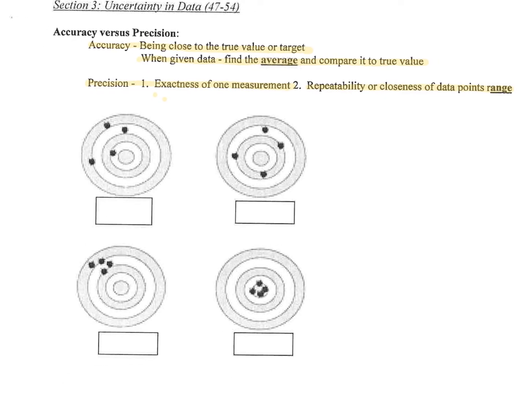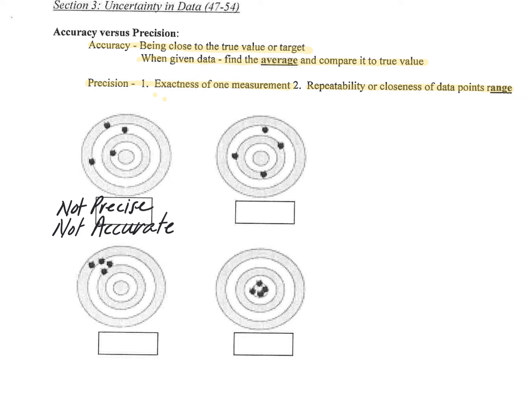I would say the top left dartboard is not precise. The darts are scattered a little bit, and they're not close to the target, to the center of the target. So that means that set of dart shots is not accurate. So not precise because they're spread out, not accurate because they're not close to the true value.